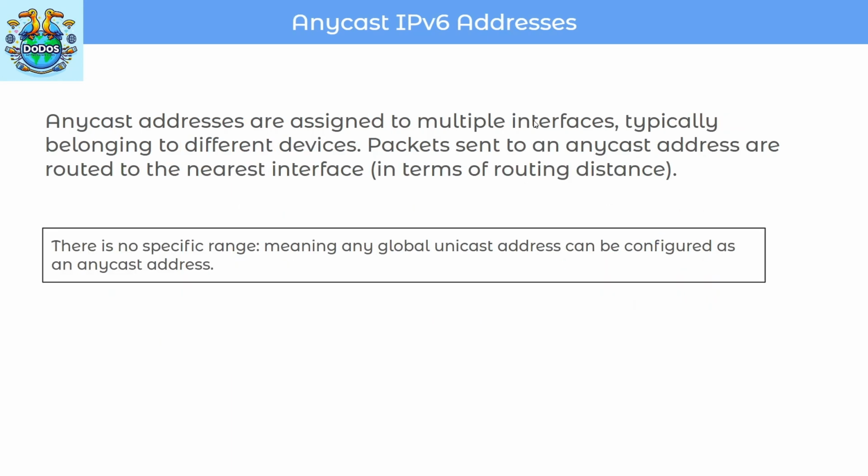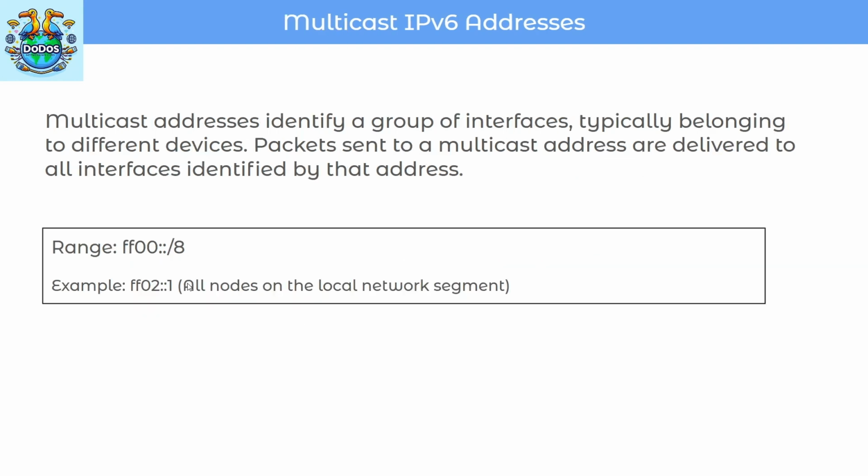Anycast addresses are assigned to multiple interfaces, typically belonging to different devices. Packets sent to an anycast address are routed to the nearest interface in terms of routing distance. There is no specific range, meaning any global unicast address can be configured as an anycast address. Multicast addresses identify a group of interfaces, typically belonging to different devices. Packets sent to a multicast address are delivered to all interfaces identified by that address. They start with FF. Remember this, FF. And an example would be FF02::1, where all nodes are sent on the local network segment.